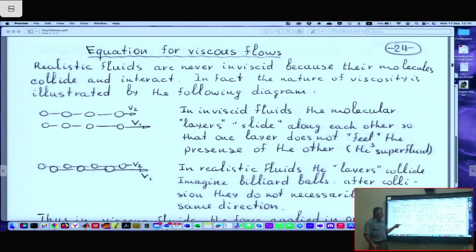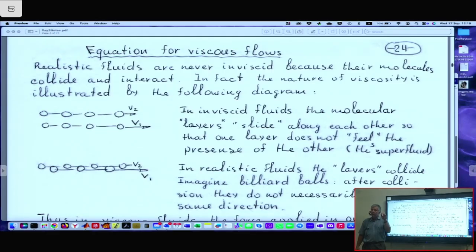So imagine that these are billiard balls. What will happen if this ball hits this ball? Which way will they move after collision? Will they stay in the same line? No. So this is the very basic and very important distinction between viscous flows and inviscid flows.